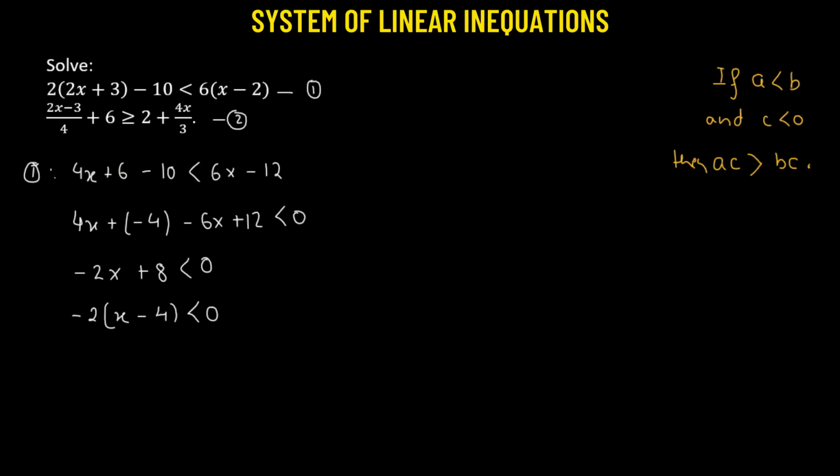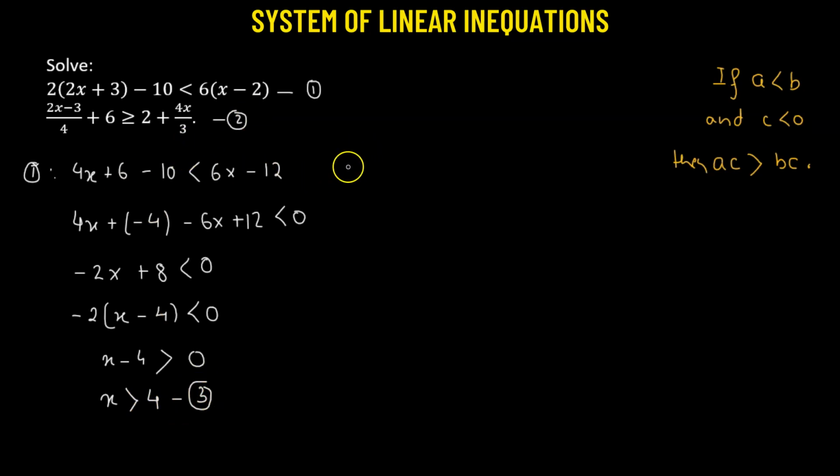Let's use this. Since we are dividing by negative 2, we'll have x minus 4 greater than 0 divided by negative 2, which is 0. Solving this, we get x greater than 4. So let's label this as number 3. So this is a solution that satisfies inequality number 1.